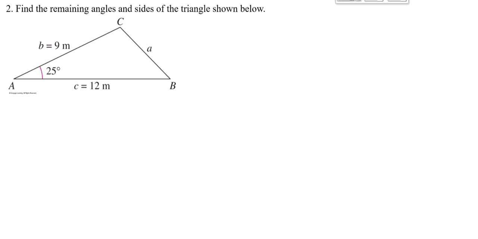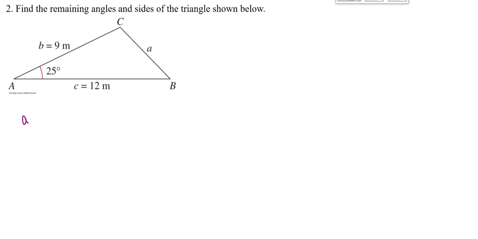I have to use the law of sines, or excuse me, cosines for this one. And then I want to think about how to approach this once I find that side. So let's use the law of cosines.